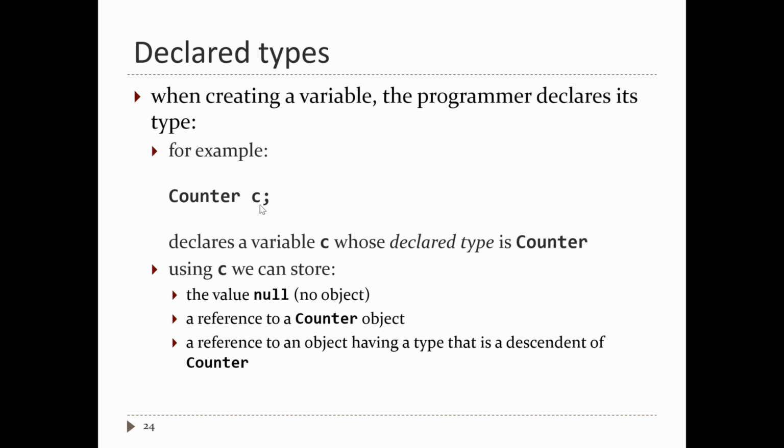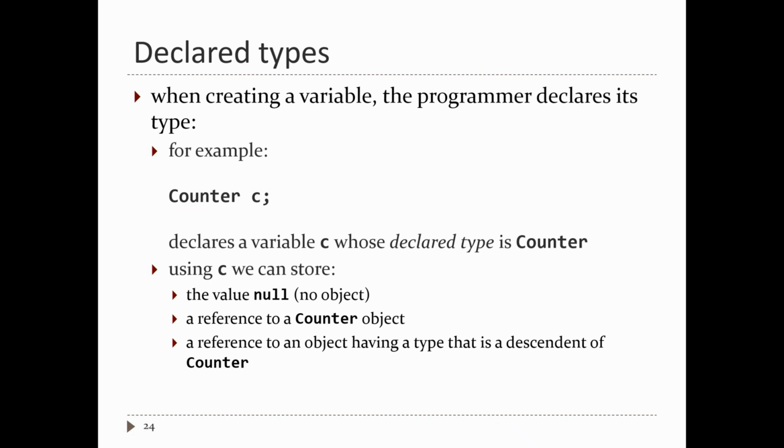When you use a variable c whose type is Counter, we say that this type is called the declared type. It's the type that's used to declare the variable c. So using c, what can you store in it? Well, you can always store null, because null means no object. So c equals null means c refers to no object.